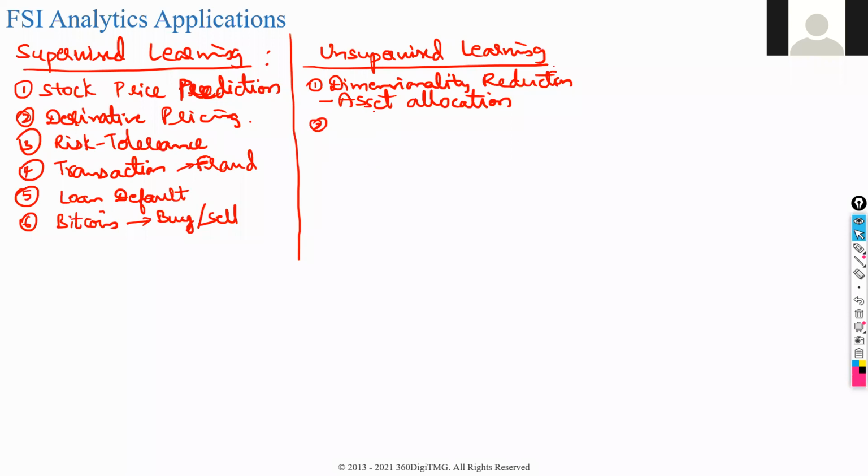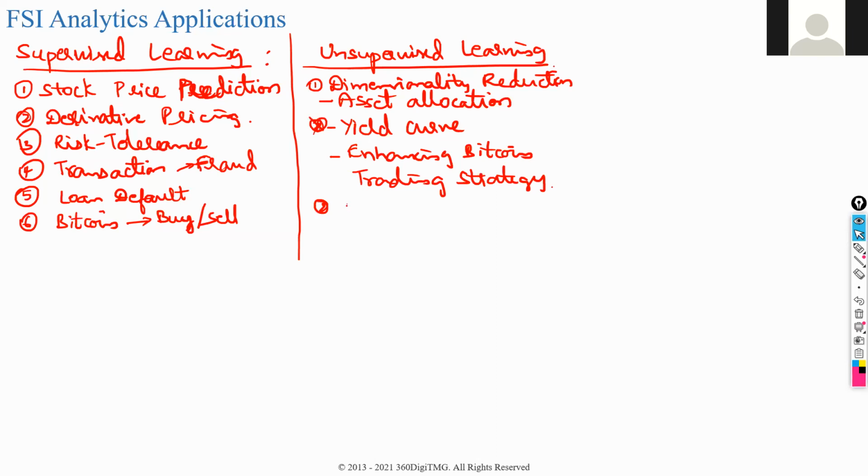Then dimensionality reduction to generate something called the yield curve is also something that you learn. Then how do you enhance your Bitcoin trading strategy? You'll understand that as well. Okay, and there are clustering techniques. Majorly when it comes to unsupervised learning, two things come to your mind, right? Clustering, dimensionality reduction. And here you learn how to cluster.